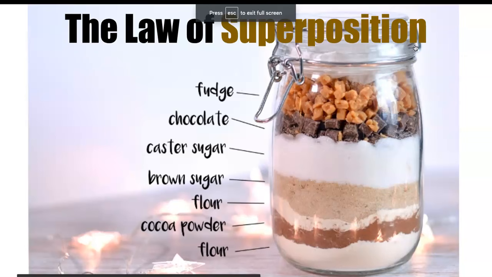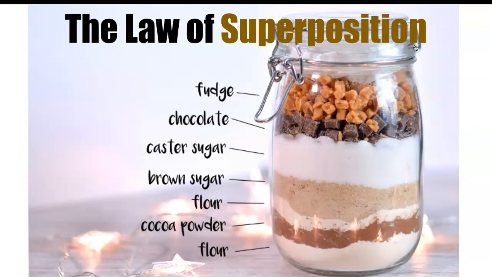Geologists use many strategies to learn about Earth's past by looking at rocks. One of those strategies is based on the law of superposition, and that law basically just says that when you have a rock strata, a bunch of layers of rock, the rock on the bottom is going to be older than the rock on the top.